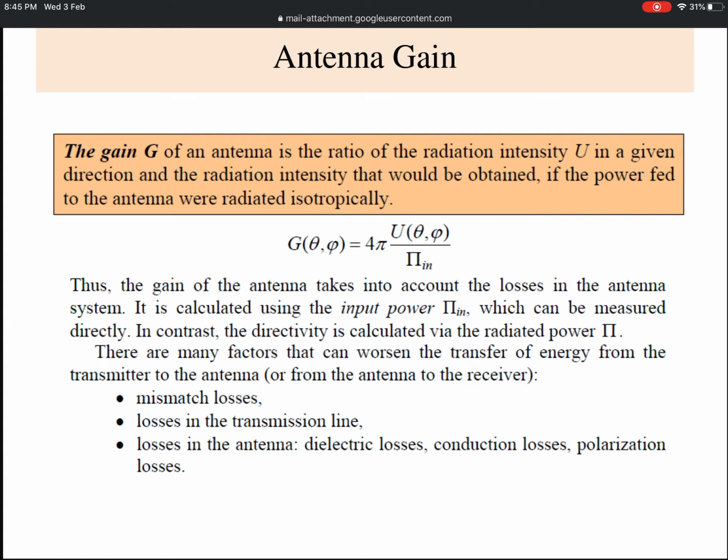the radiation intensity that would be obtained if the power fed to the antenna were radiated isotropically. So that is why earlier it was P_rad, now it will be P_in. P_in means whatever power is fed to the antenna input, not whatever power the antenna is radiating.